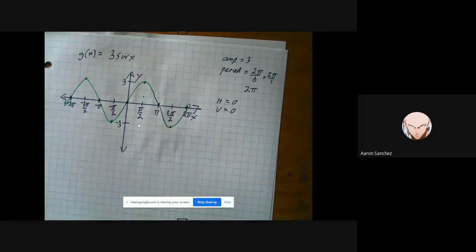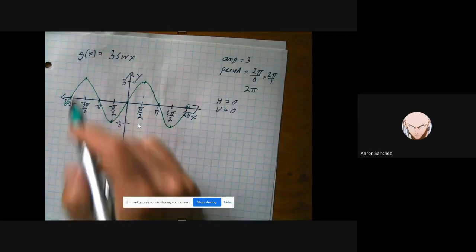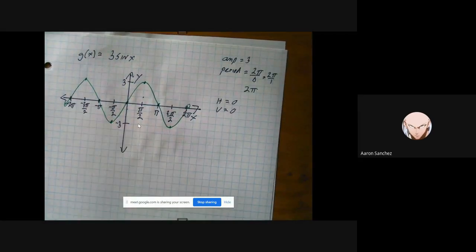There you go. That's it. That looks a little pointy. Make it more round. But that's the amplitude of 3. That's all.